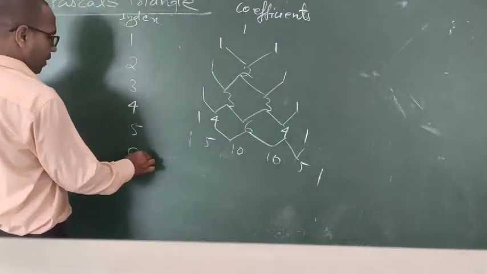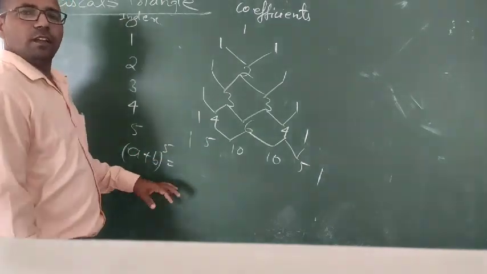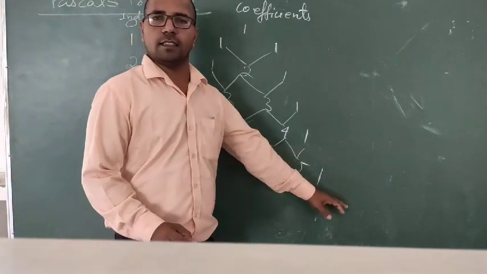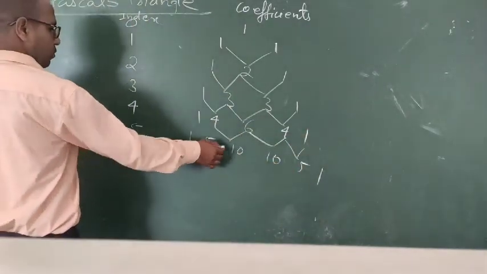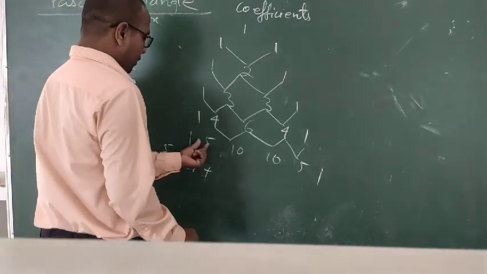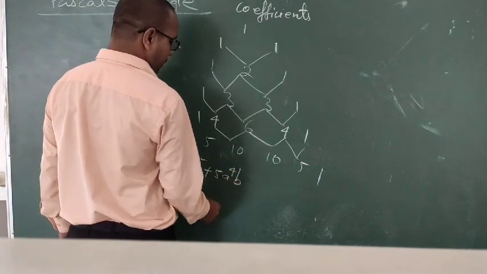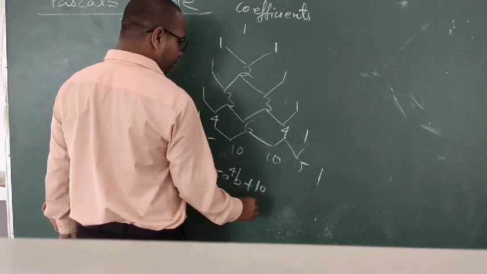Suppose we want to find out (a + b) to the power 5. So students, very simple, just we will use it here. We will write a to the power in decreasing order and b to the power in increasing order. So we will use these coefficients. a to the power 5 plus, which one is the 5? a to the power 4, b, plus the coefficient we will get, 10.